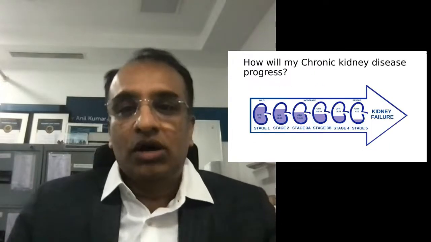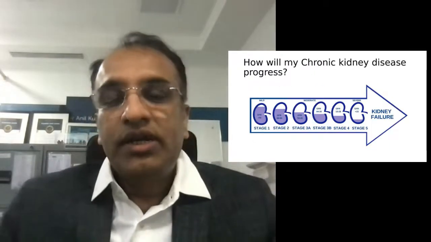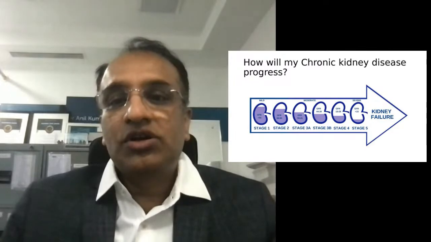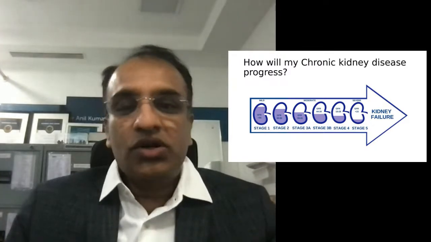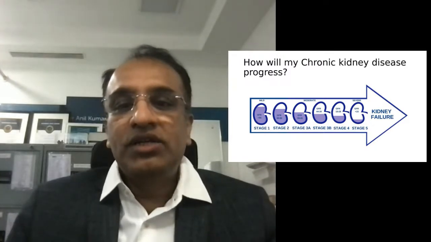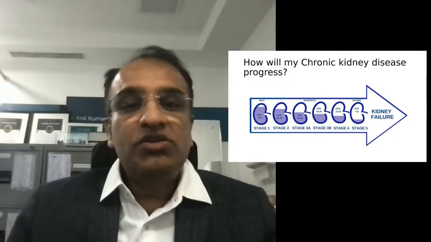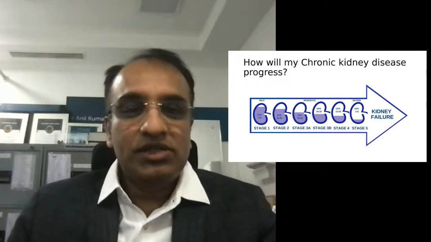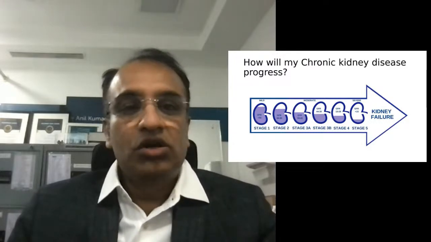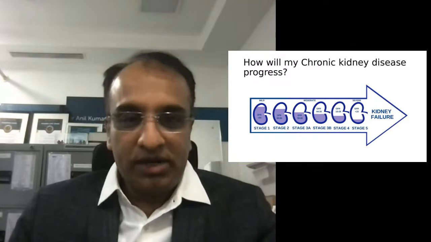So after knowing what chronic kidney disease is and how to test for it, the next is the stages. There are 5 stages of chronic kidney disease. We do the staging depending upon the percentage of kidney function. In medical terms we call it GFR. What is GFR? Glomerular filtration rate.